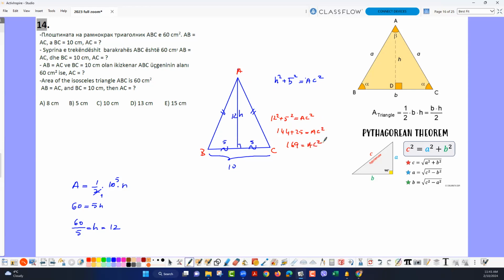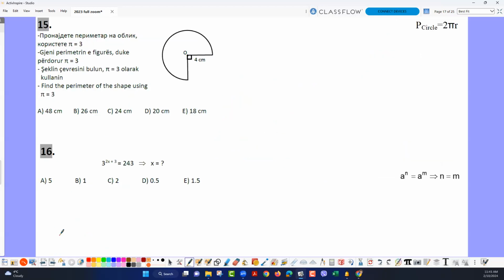169 is equal to AC square. So root of 169 is equal to AC, and then here it's going to be equal to 13. We know from the square of the numbers, perfect squares. This is the answer of the question, which is D. Let's continue with the other questions.